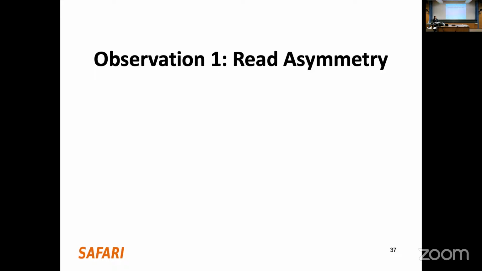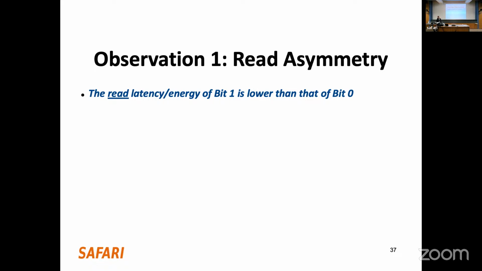So we have some observations when accessing the PCM cells, which is read memory. The read latency and energy of bit 1 is lower than that of bit 0, because recall that we have different states on the physics side to represent bit 1 and bit 0. And it's also due to how PCM cells are read.